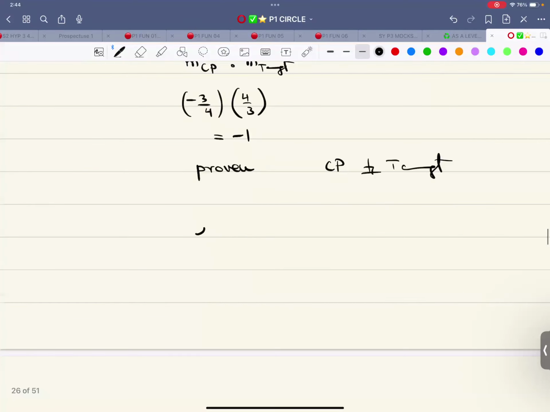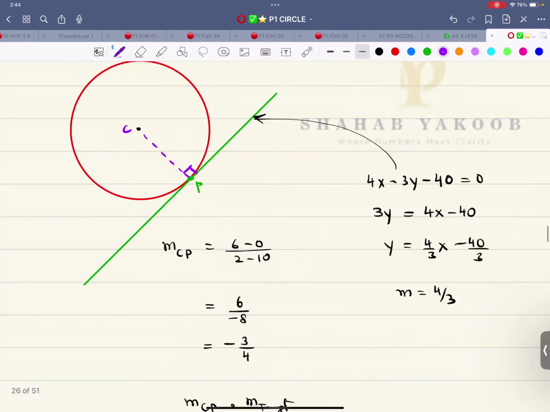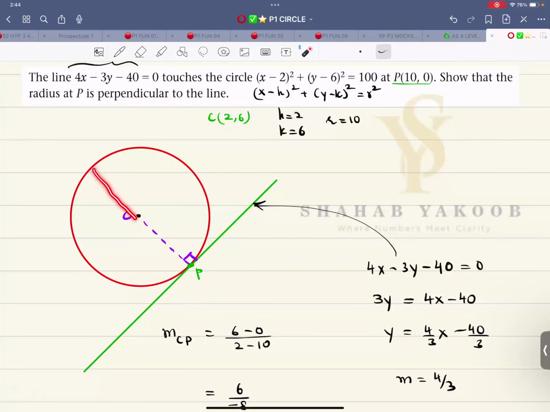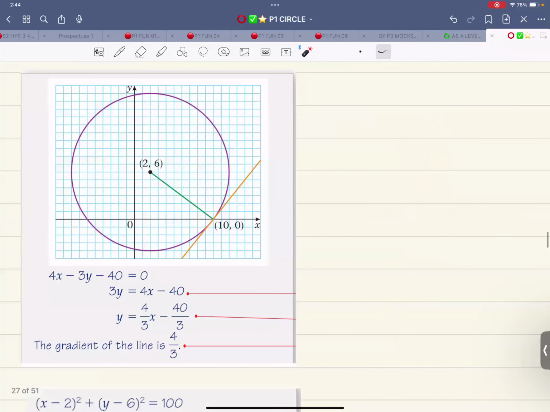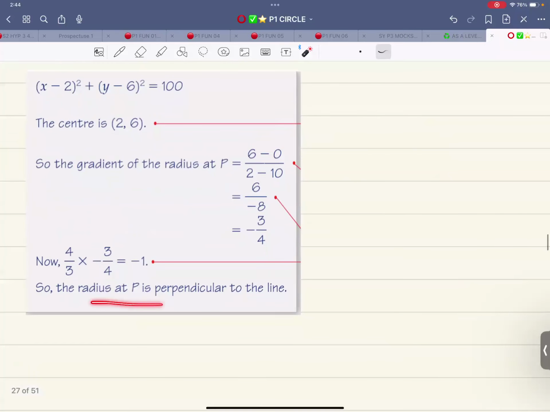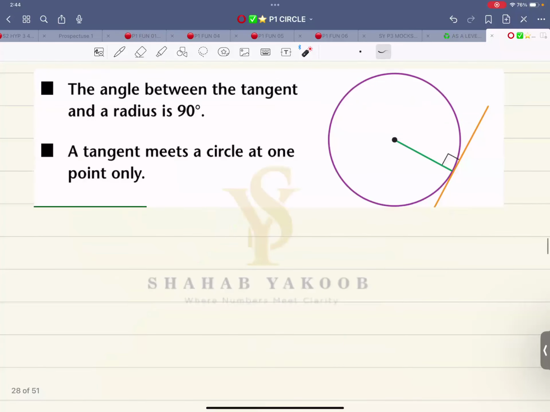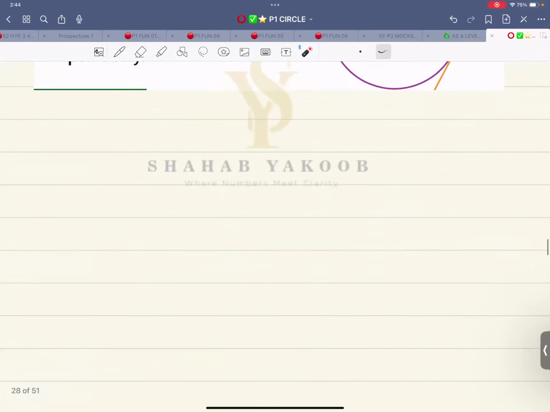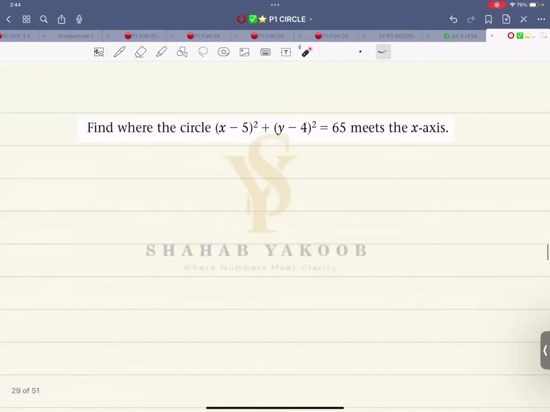And again, we know that the radius is perpendicular to the tangent at the point of contact. And if someone says diameter instead of radius, again, it's the same thing, because this whole thing is the diameter. The diameter is perpendicular to the tangent at the point of contact. That is the property. Again, all these things we have already done in class very thoroughly.